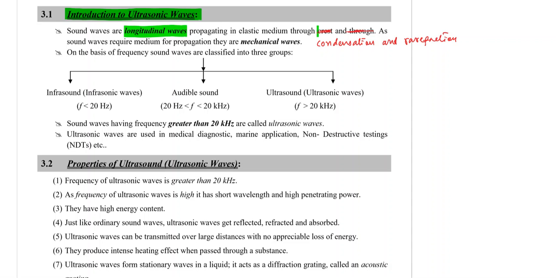Not crest and trough, they are propagating through condensation and rarefaction. And as we discussed, the sound waves require medium for propagation as they are mechanical waves. And we classify the sound based on the frequency. We get three types of sound waves. One is infrasonic, having frequency less than 20 hertz, audible sound having frequency in between 20 to 20 kilohertz, and ultrasound or ultrasonic waves having frequency more than 20 kilohertz.